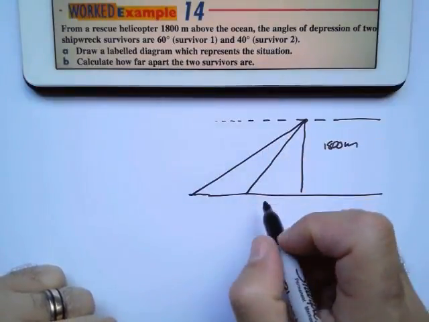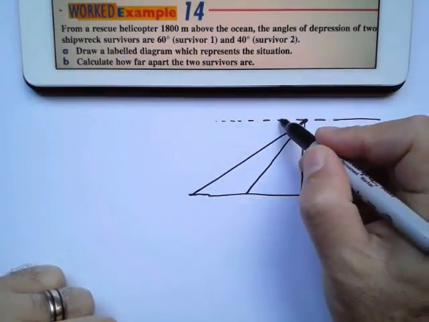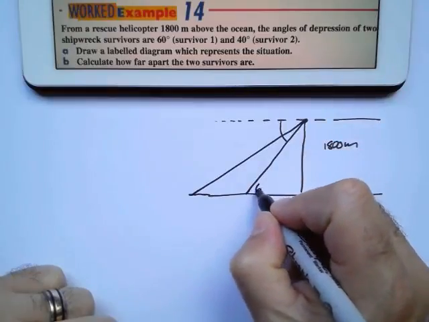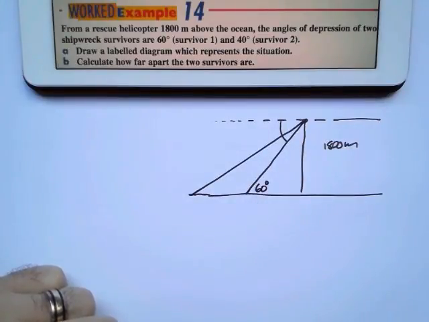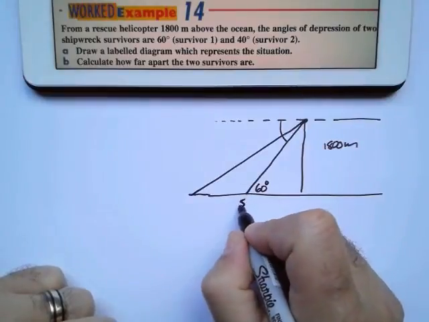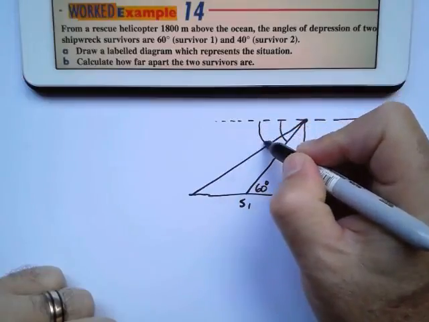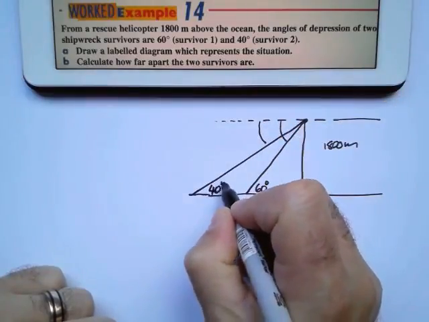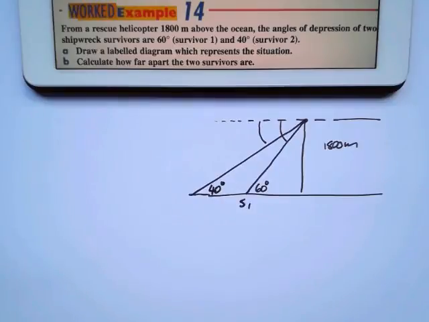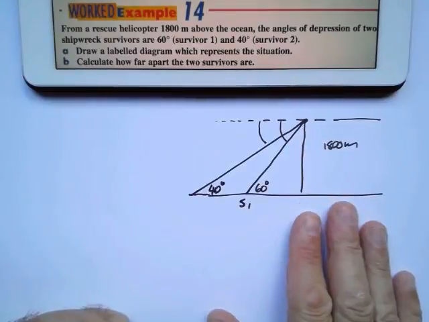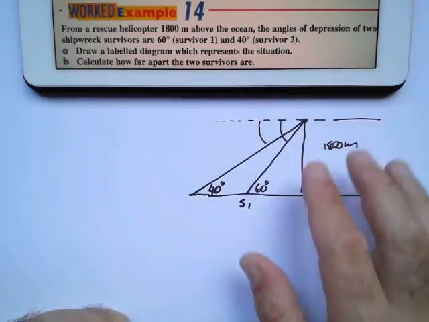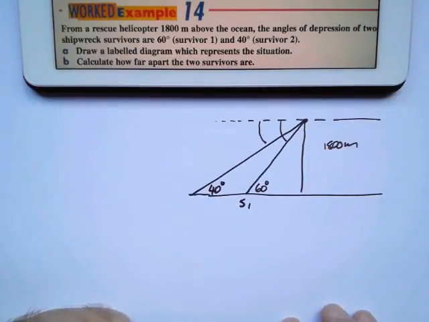Let's say survivor 1 is 60 degrees. So if that is 60 degrees, then this is 60 degrees, because it's alternating angles. And this is survivor 1. Survivor 2 is 40 degrees. So if this is 40 degrees, then this is 40 degrees because it's alternating angles. I want to know how far. Draw a labelled diagram which represents the situation, and we can see that we have pretty much what we have. Calculate how far the two survivors are apart.